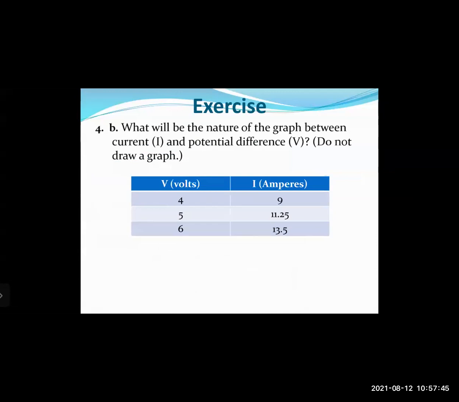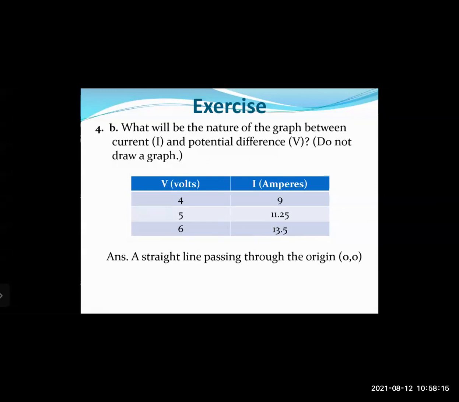Do not draw a graph, right? So now if we plot the value of V on the x-axis and the value of I on the y-axis, what kind of graph will we get? Because the value of R is constant, you can see the voltage is increasing 4, 5, 6. Same way, the current is also increasing 9, then 11.25, then 13.5. So if you plot a graph, what do we get? We get a straight line passing through the origin, right?